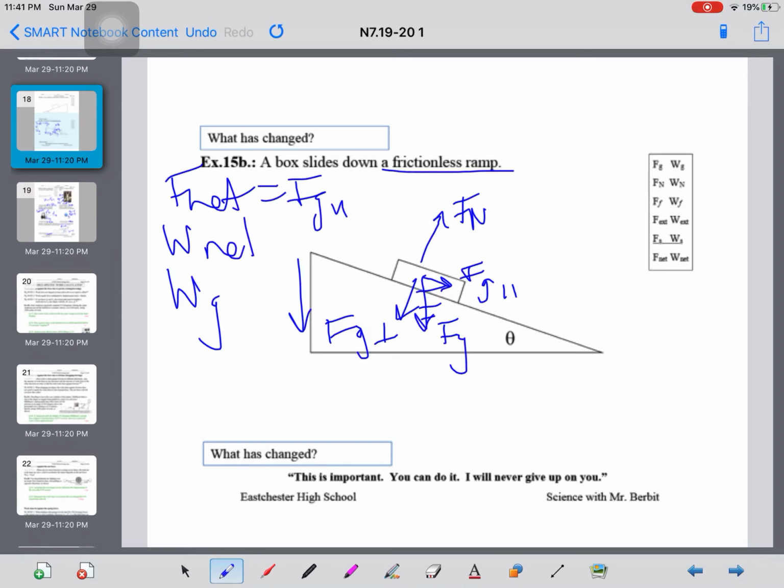And W net is not going to be 0. W net's going to be something. WG is something. And so what's changed here? Well, since there is WG, there is going to be a change in PEG. And there is. It loses height.